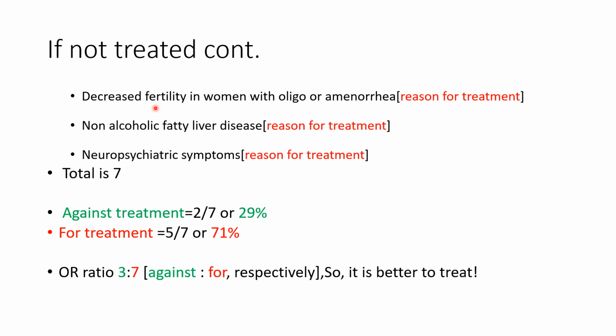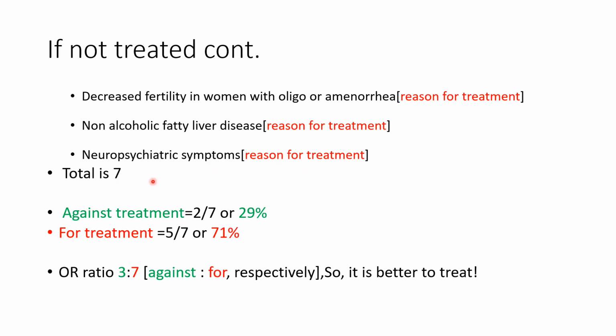If you don't treat, there may be decreased fertility in women who will be down with oligomenorrhea, and some will be completely off the menses, that is full amenorrhea. So you don't want that woman to end up that way, so you want to treat. Non-alcoholic fatty liver disease might be another complication, and you don't want that, so you want to treat. Neuropsychiatric symptoms might come up, and then you don't want that, so you want to treat.